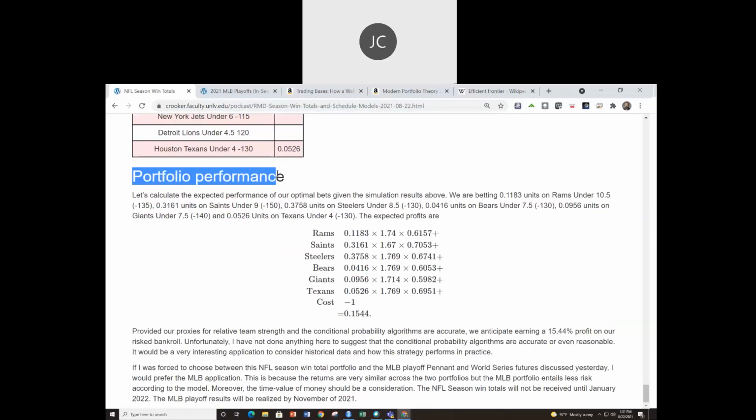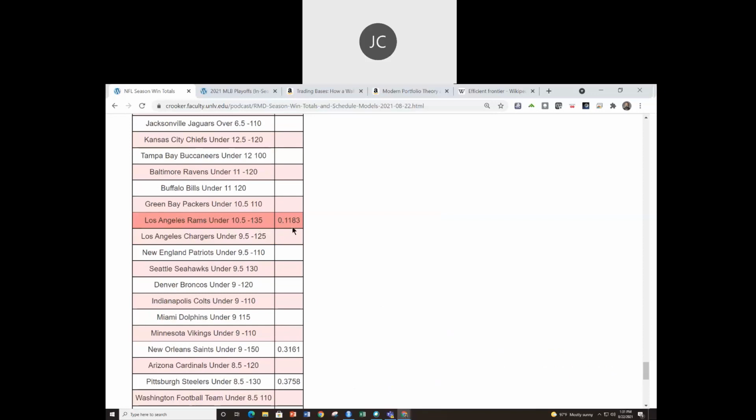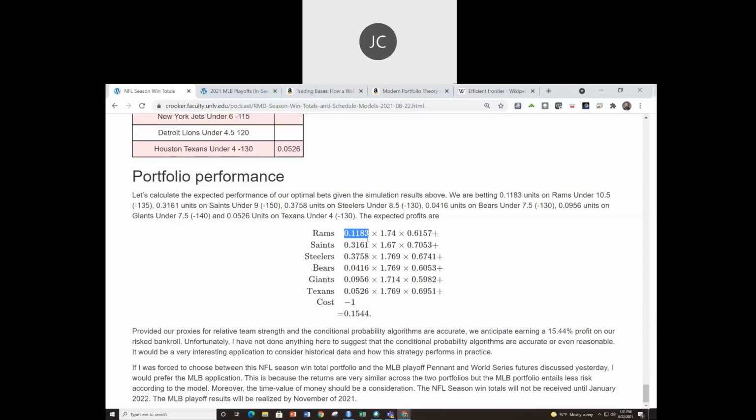And we might think about, well, how would this bet actually perform, or be expected to perform, given our simulation? And so that's what I've done here. I've got our bet amount, right, from our optimal bet portfolio. This 1.74, right, that is the return to the dollar if we bet Rams at minus 135.